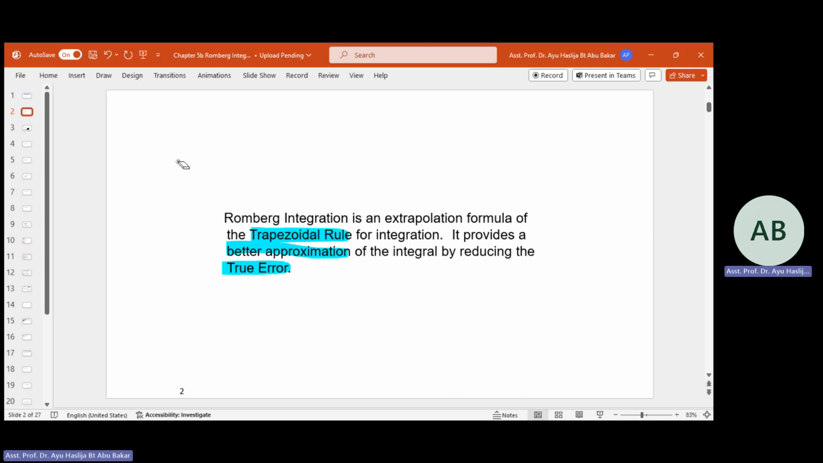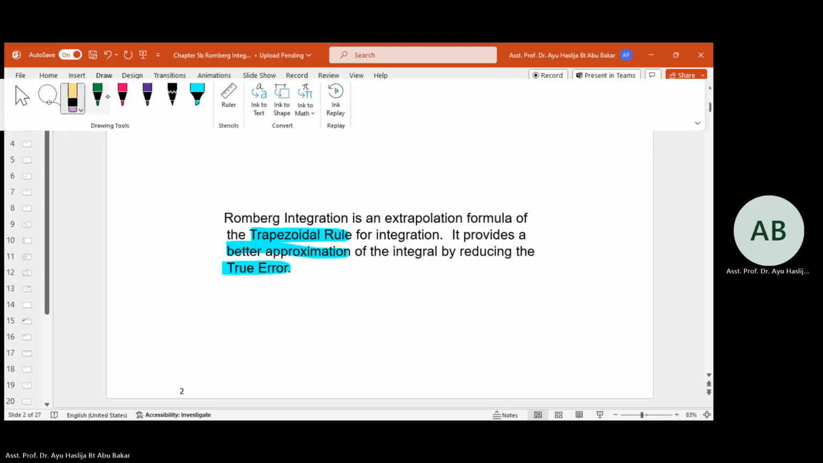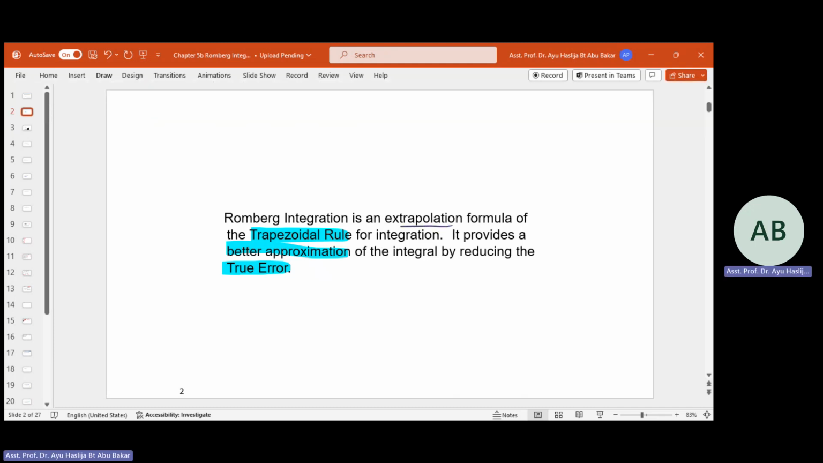Okay, Romberg is an extrapolation formula. Previously, we did interpolation, right? Now, Romberg is extrapolation. It integrates out of the range, not out of the range, it integrates in. If trapezoid, we go in segment, right? Let's say trapezoid and Simpson last time.